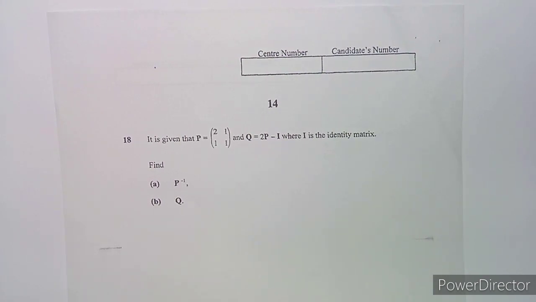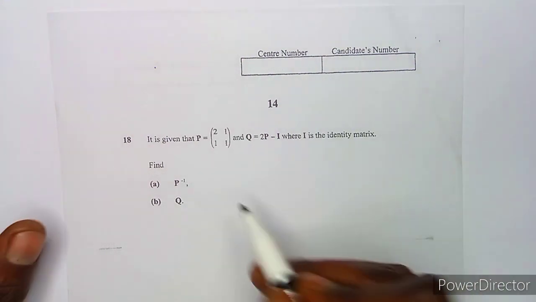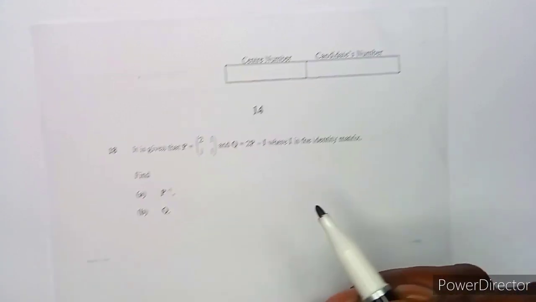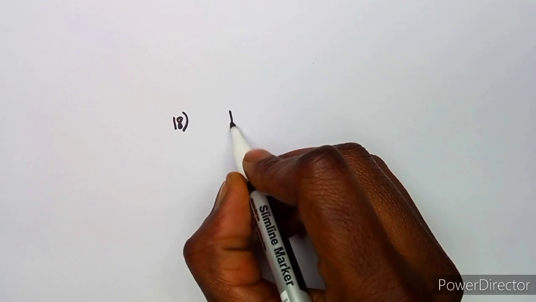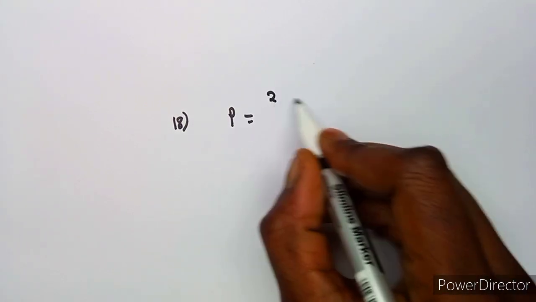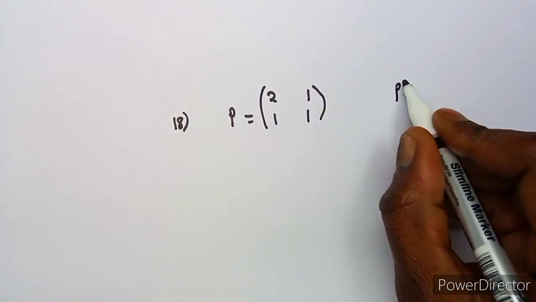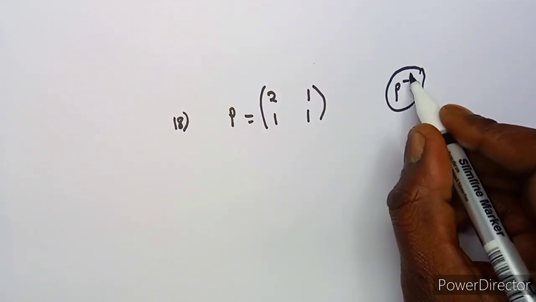Okay. On number 18, we are asked to find the inverse. This is P to the exponent of minus 1. We are given the matrix P. Let me just write it down so that it can be clear. P is 2, 1, 1, 1. That is our matrix P. So the first task is to find P to the exponent of minus 1.